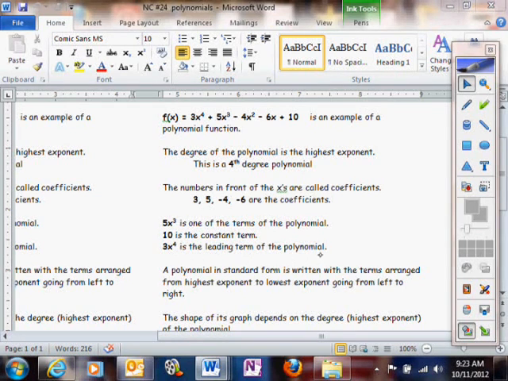3x to the fourth is the leading term of the polynomial. It's the first term, and typically the way you will see polynomials written is in descending order, meaning that it's written with the terms with the highest power first, then the next, then the next highest, and so forth, and finally your constant. That's the descending order, also known as standard form. If the polynomial is written in standard form, that means it's written in descending order, highest power, next highest, and so on.